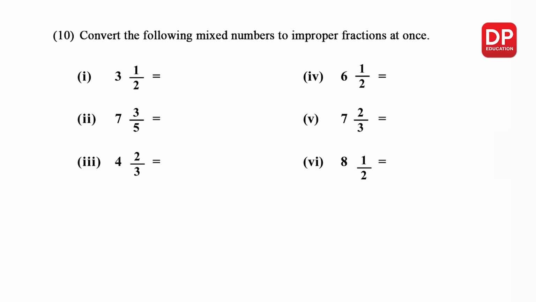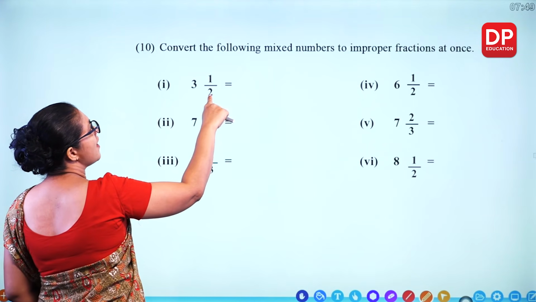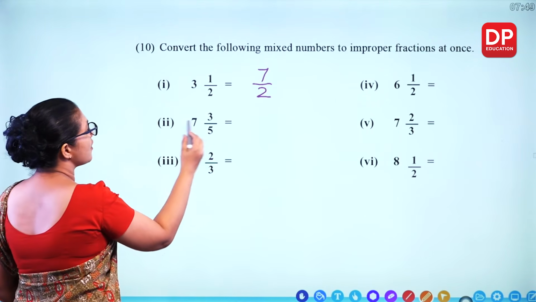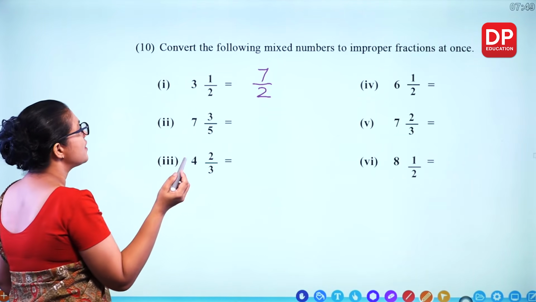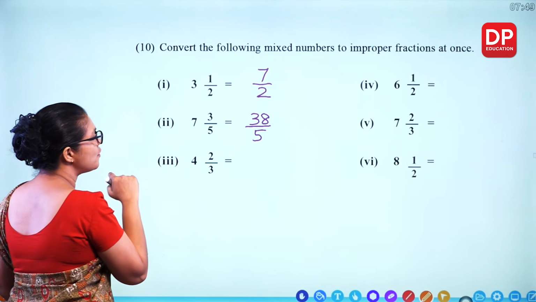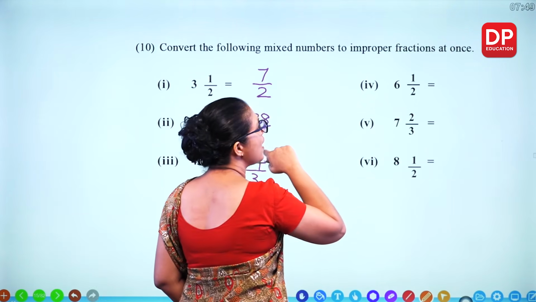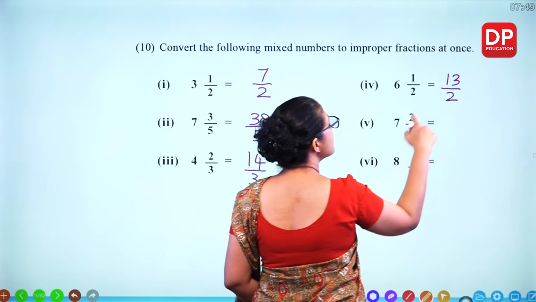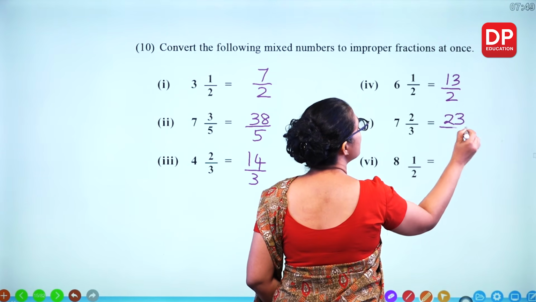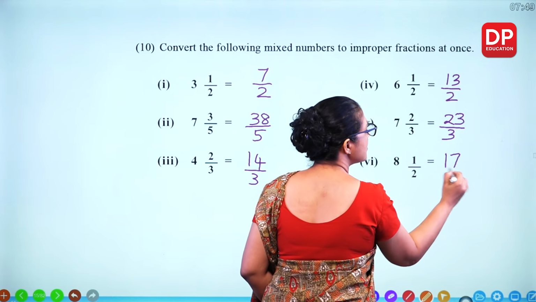Convert the following mixed numbers to improper fractions at once. So without writing all the steps, you can write 2 times 3, 6. 6 plus 1, 7. 5 times 7, 35. 35 plus 3, 38. 3 times 4, 12. 12 plus 2, 14. 6 times 2, 12. 12 plus 1, 13. 7 times 3, 21. 21 plus 2, 23. 8 times 2, 16. 16 plus 1, 17.